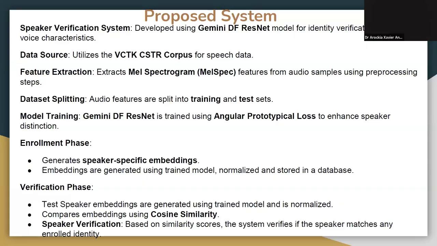In the verification phase, for identifying the user, the test speaker embeddings are generated using the trained model again and normalized as in the enrollment phase. In the second part of the verification, it compares the embeddings using cosine similarity, comparing embeddings of the previous enrollment phase with the current verification phase. Finally, based on the similarity scores, the system verifies if the speaker matches any enrollment identity.